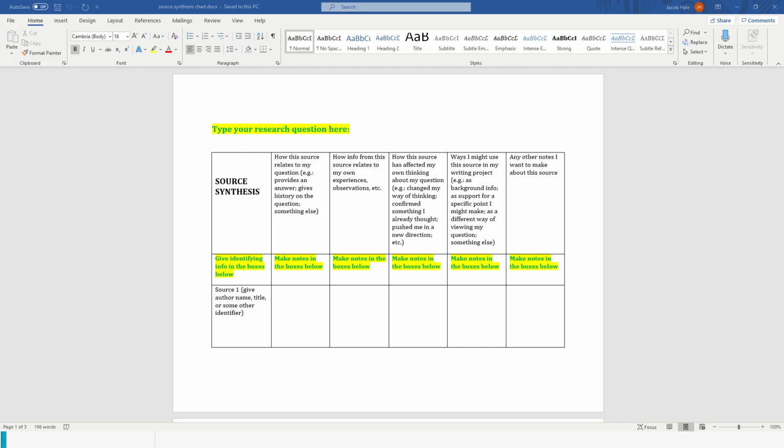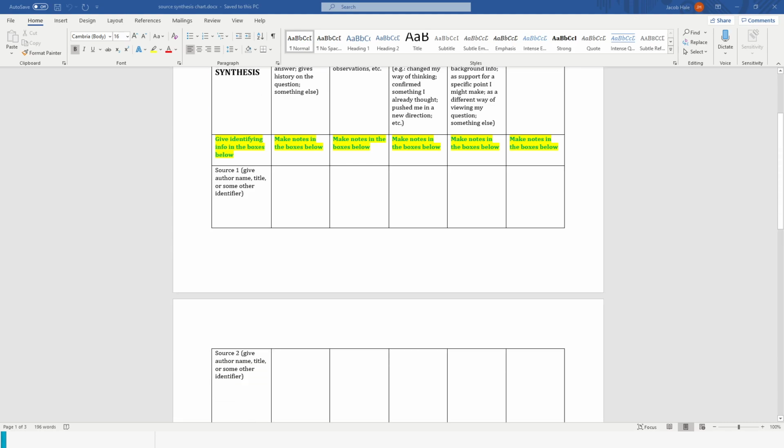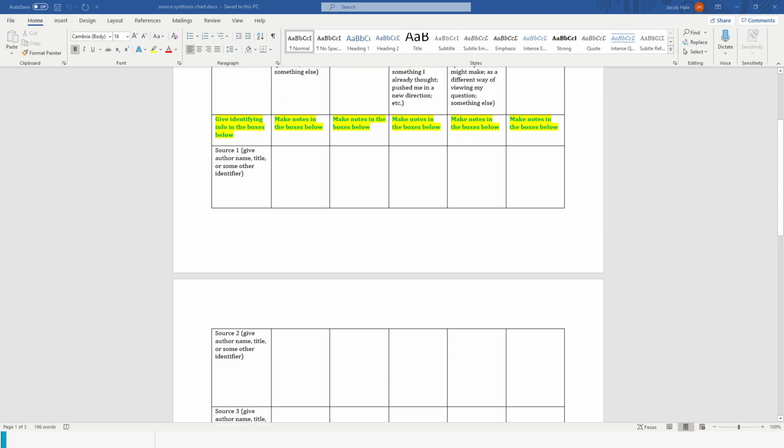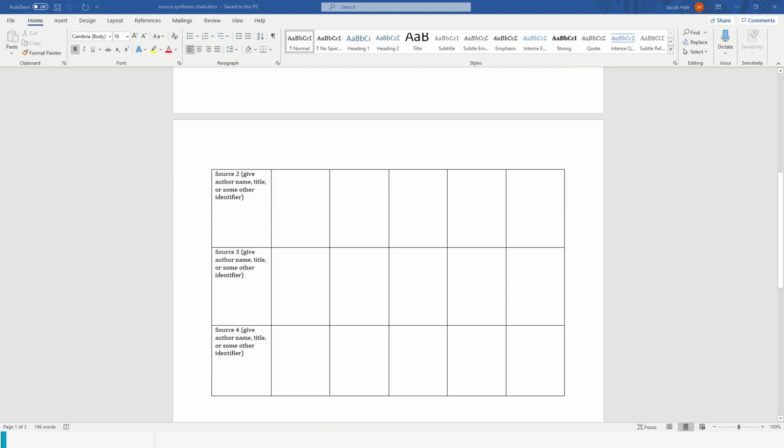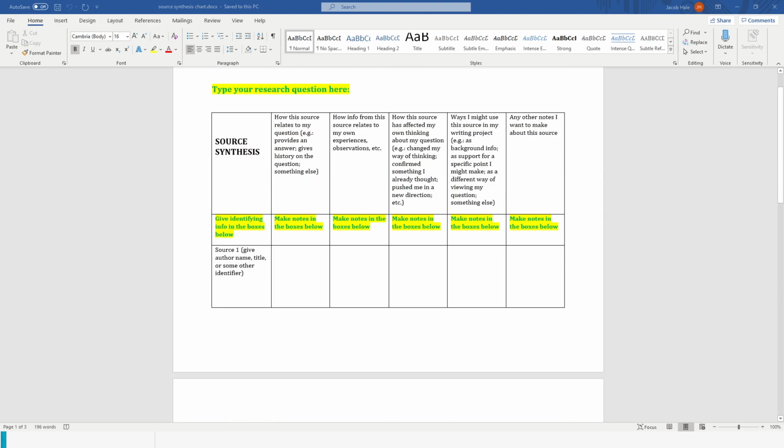All right, there we go. I had to change some settings on my recording device so that you could see this chart. So what you'll see here is the sources are kind of organized in these rows. So source 1, and you'll fill in each of these boxes. And then your second source, you'll fill in each of these boxes, and so on.